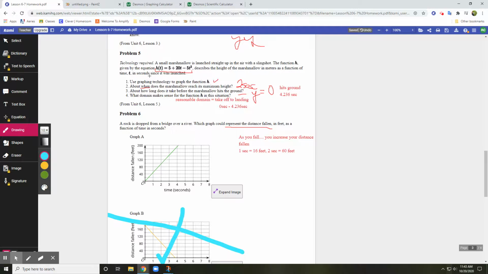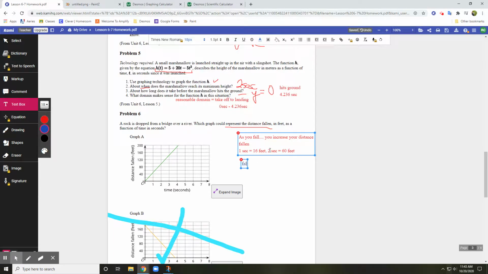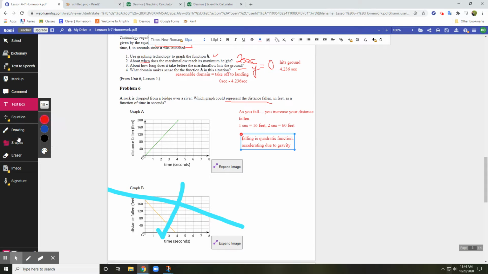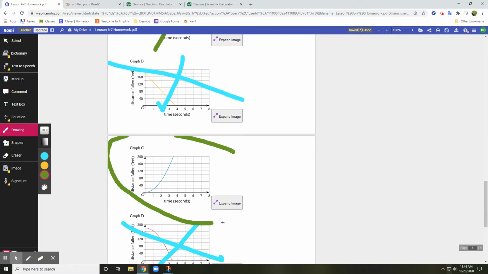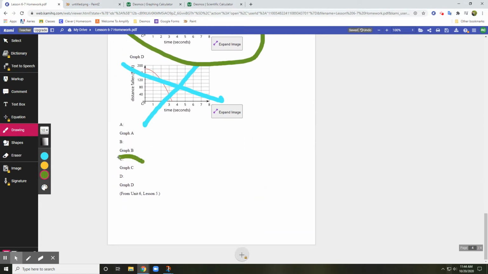Based on what we know, falling is a quadratic function. You are accelerating due to gravity. Acceleration due to gravity is a quadratic function, so we are pretty sure that no matter how much we wish it was that one, it is not going to be this one either. That leaves just graph C. Oh, sorry, you could have circled there. So just graph C.